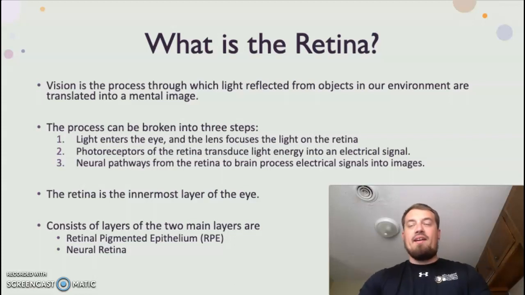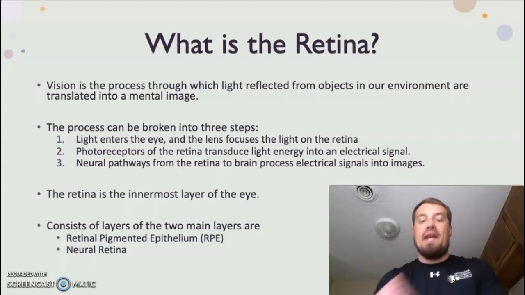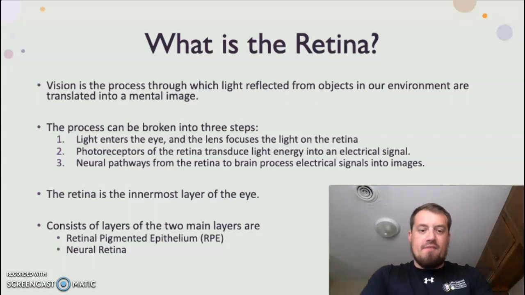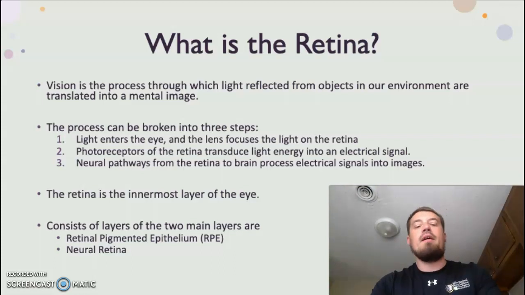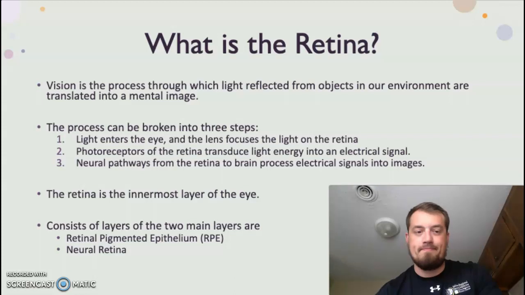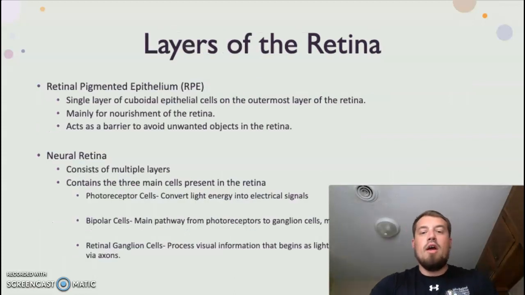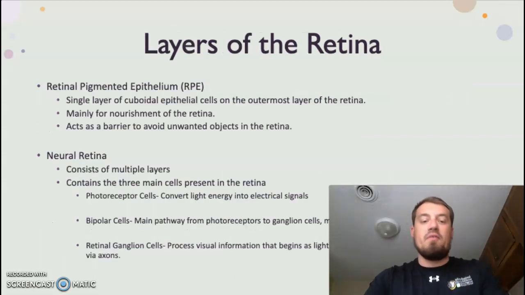So, the retina is the innermost layer of the eye. It consists of 2 main layers. The first layer we'll talk about is the retinal pigmented epithelium, or RPE, and the second one will be the neural retina. So like I said, the 2 main layers of the retina.